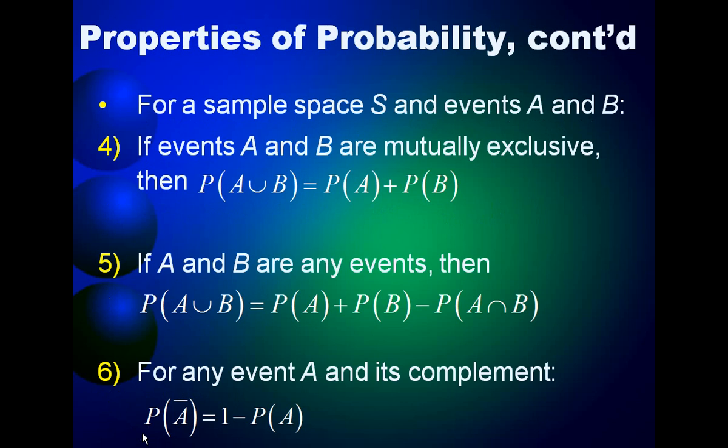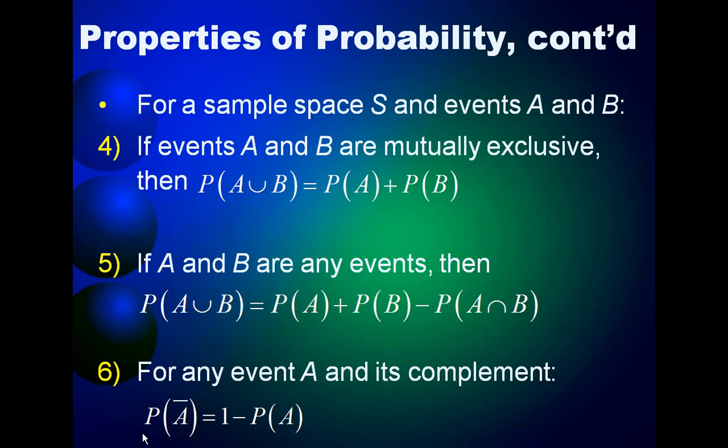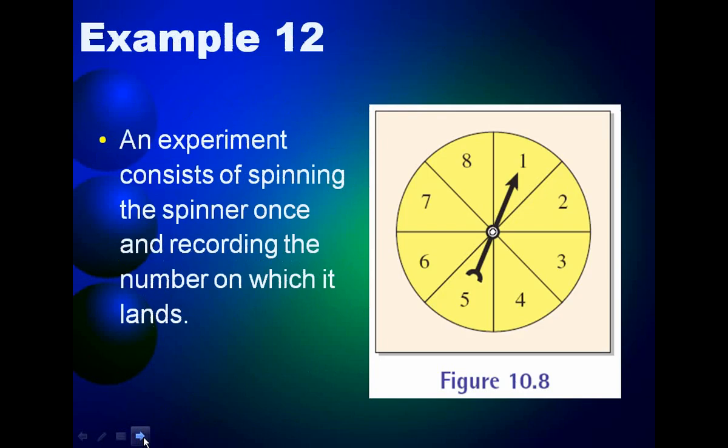Number 4. If you have mutually exclusive events, meaning there's no overlap, they don't share anything, then the probability of the union is just the sum of the probabilities. But if you have some overlap, you're going to have to subtract the probability of the items that are in the overlap. And then here again, the probability of the complement is equal to 1 minus the probability of the event.